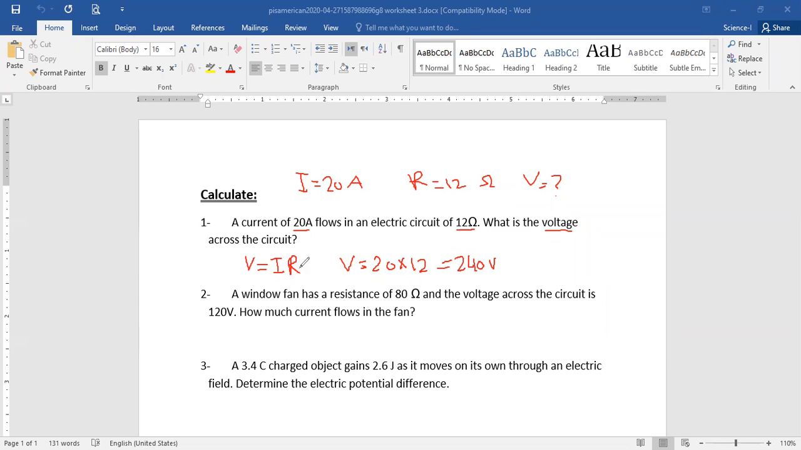So in this kind of problem we use that formula, V equals IR. Why? Because regarding the givens, I have the current and I have the resistance, so in that case I can use this mathematical equation to get the answer.